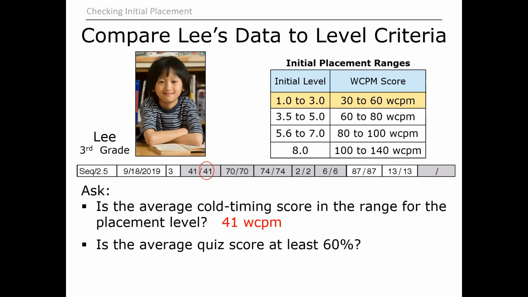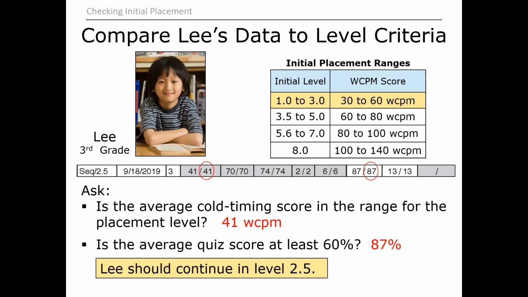So he's right in the middle, right? 41 words correct per minute. The range for the level he's in is 30 to 60. So I'm thinking this seems like the right spot for him so far. What about his quiz? Is he at least at 60%? Yeah, he's at 87%. So he's doing well. Okay. So his words correct per minute score is in the range. He's understanding well enough for me to keep him there. So do you want to continue, raise, or lower Lee's level?